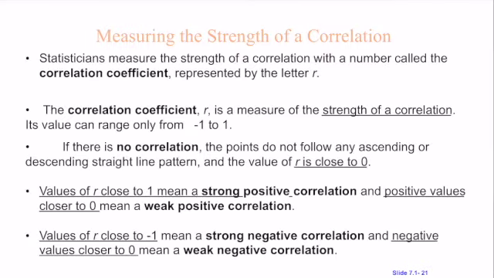Okay, so we measure this with the correlation coefficient. That's our R. This correlation coefficient is not slope. I cannot say that enough. It's not slope. So our R value goes from -1 to 1. Okay? If there's no correlation, our value is going to be really, really close to 0.